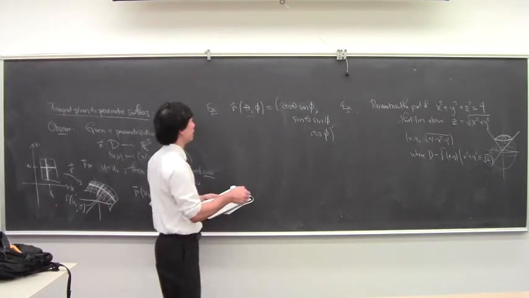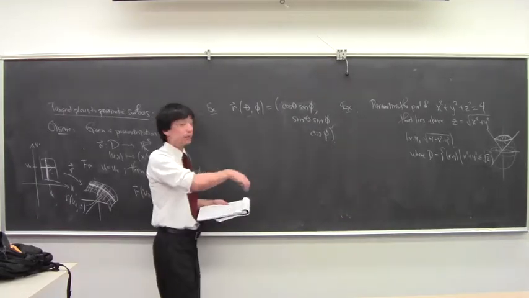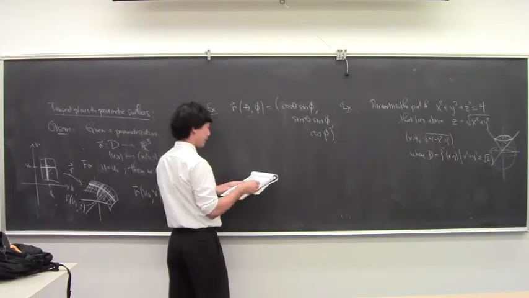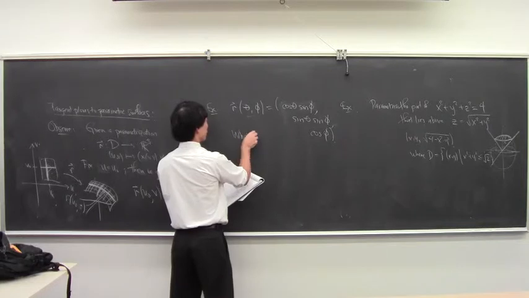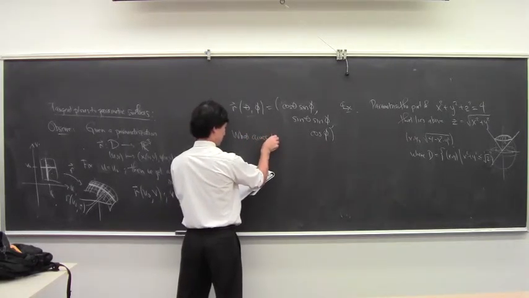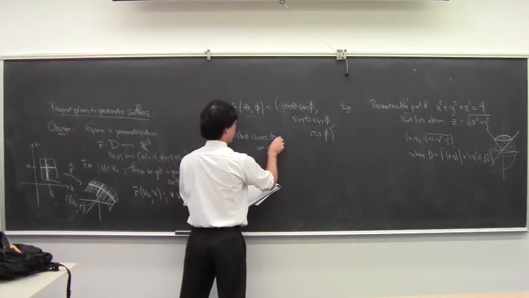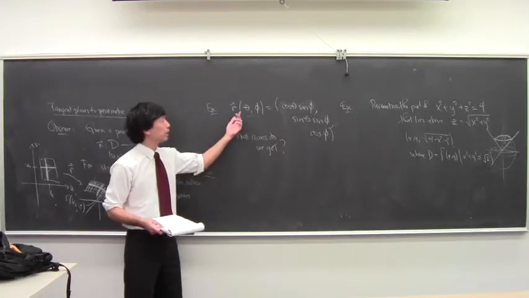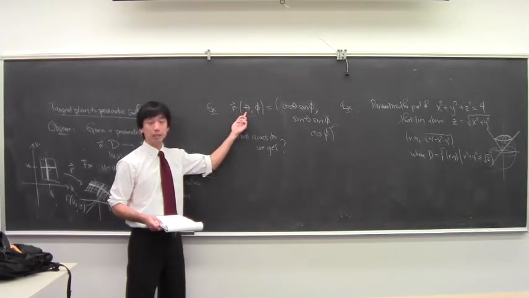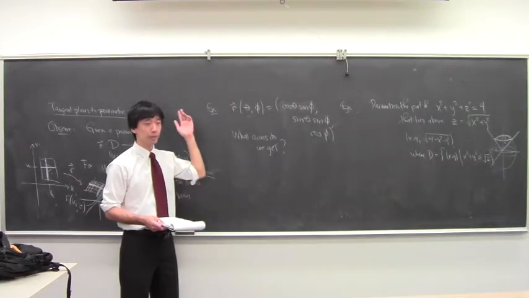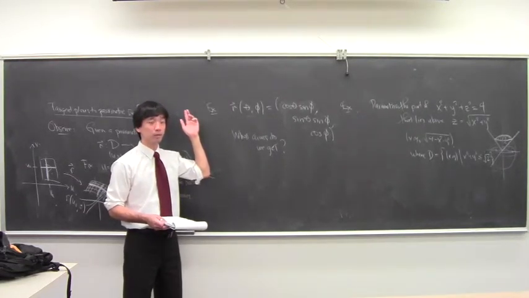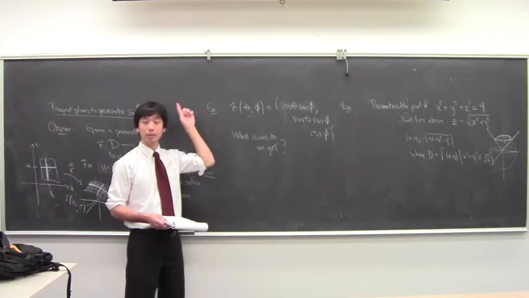Okay, if we have this thing, which is the parametrization of the sphere, if we fix, what kind of curves do we get? If we fix the theta and then let the phi vary, what do we get? Do you remember what the phi was? The phi was the angle from the top, right?